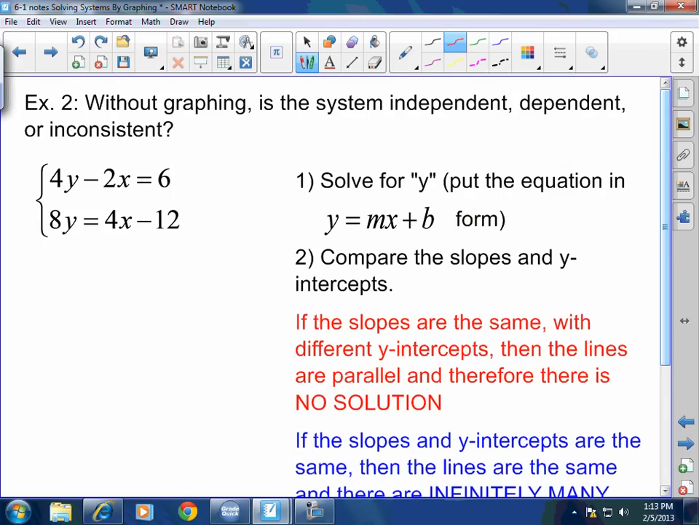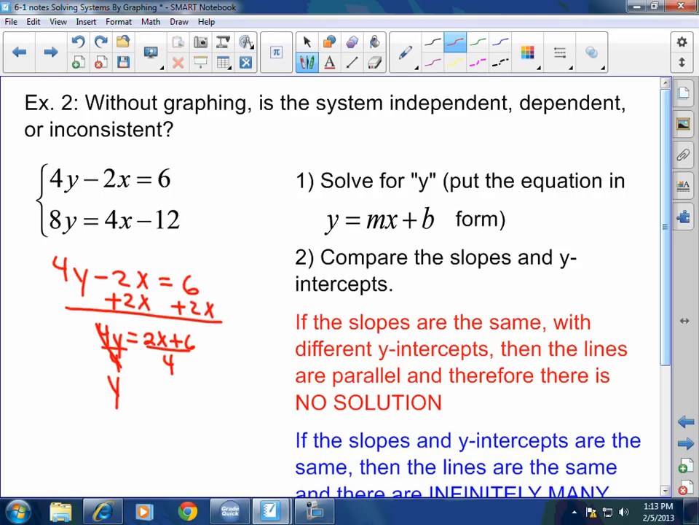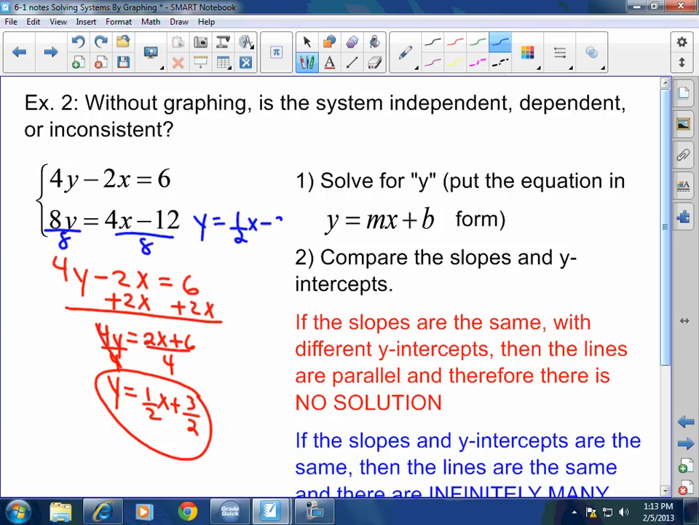Let's first solve for y here. I'm going to add 2. Well, I got 4y minus 2x equals 6. I'm going to add 2x to both sides. 4y equals 2x plus 6, divided by 4. Y equals 1/2 x plus 3/2. Now let's go ahead and solve for the second one. Let's divide 8 to both sides. Y equals 1/2 x minus 3/2.